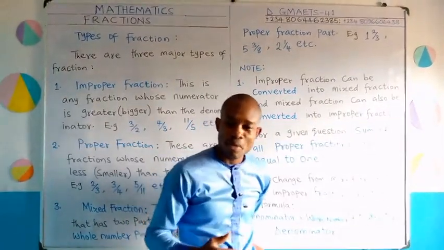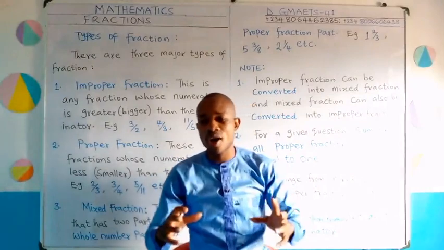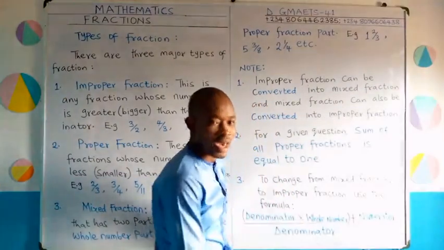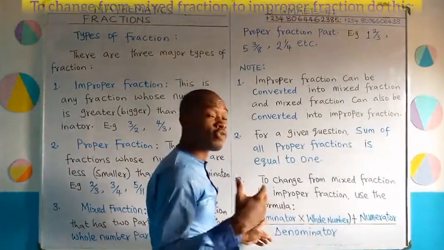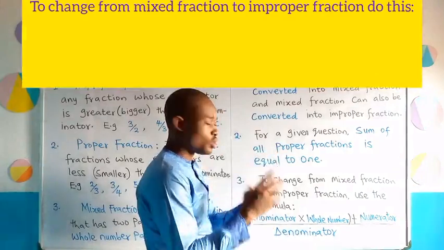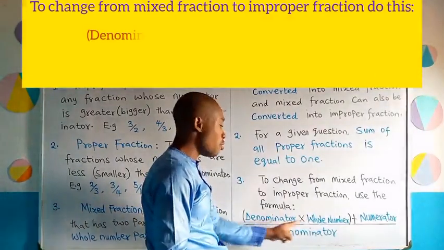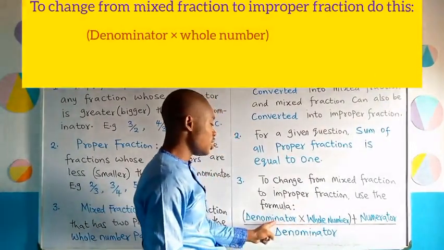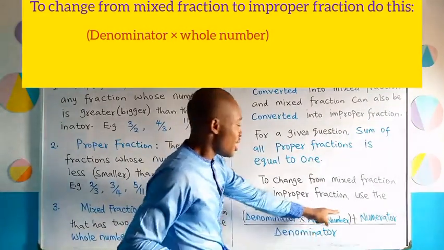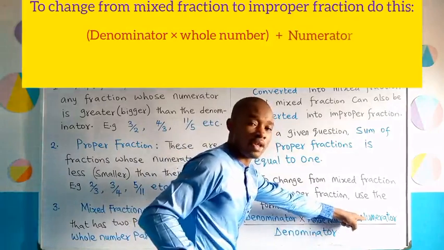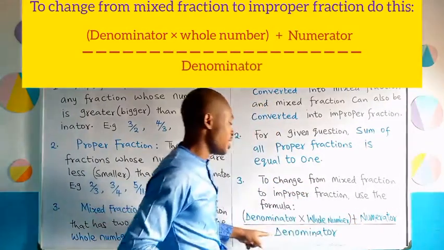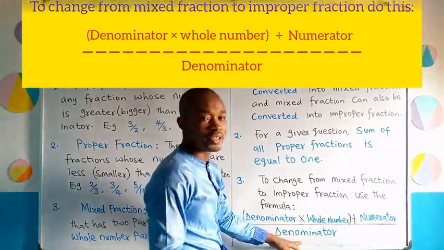Then point 3, very important. How do you change from mixed fraction to improper fraction? I have this formula here to guide you. Okay? So look at that. To change from mixed fraction to improper fraction, this is what you will do. You go to the mixed fraction given to you, use the denominator to multiply the whole number. That is, denominator times whole number. Anything you get, add it to the numerator, then divide everything by the denominator.